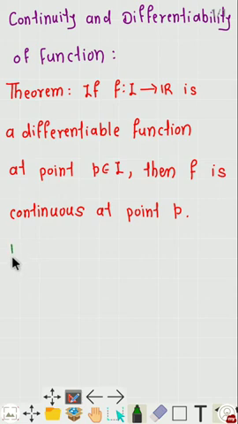Proof of the theorem. See here, read that theorem once again. Theorem says that if f is a function from I to R, which is differentiable at point P in I, then the function is continuous at point P. In other words, if f is differentiable at point P, then f is continuous at point P. That is the theorem which we have to prove. Okay, so the proof is very simple.